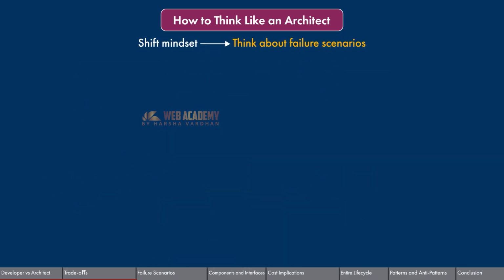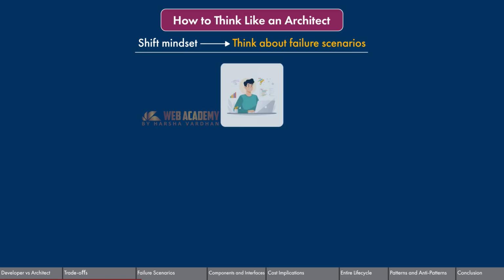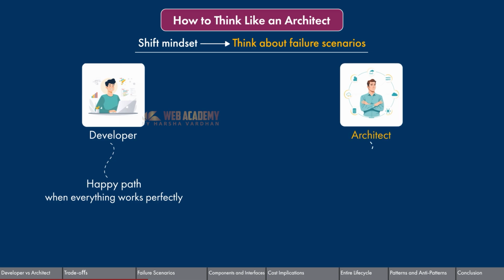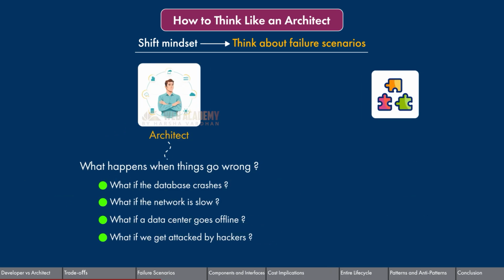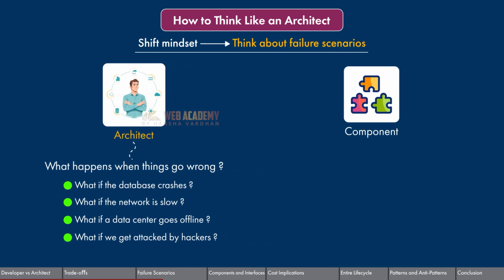The second mental shift is to always think about the failure scenarios. Developers often think about the happy path, when everything works perfectly. Architects think about what happens when things go wrong. What if the database crashes? What if the network is slow? What if a data center goes offline? What if we get attacked by hackers? For every component in your system, you should ask, what happens if this fails? And more importantly, how do we recover from that failure?